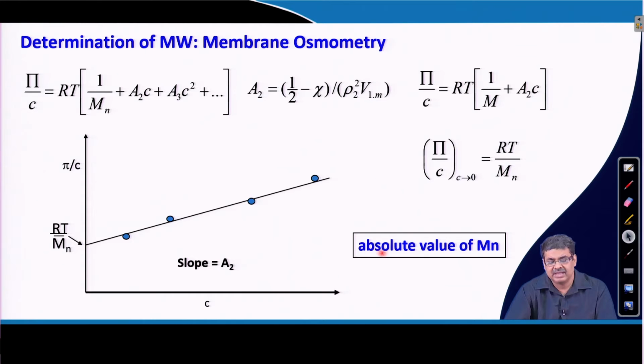Now, please note that we have not calibrated this osmotic pressure measurement with any known polymer molecular weight, which means this is an absolute method of determining molecular weight, and the molecular weight in this case, the number average molecular weight, which we report by measurement using membrane osmometry, is an absolute value of molecular weight.